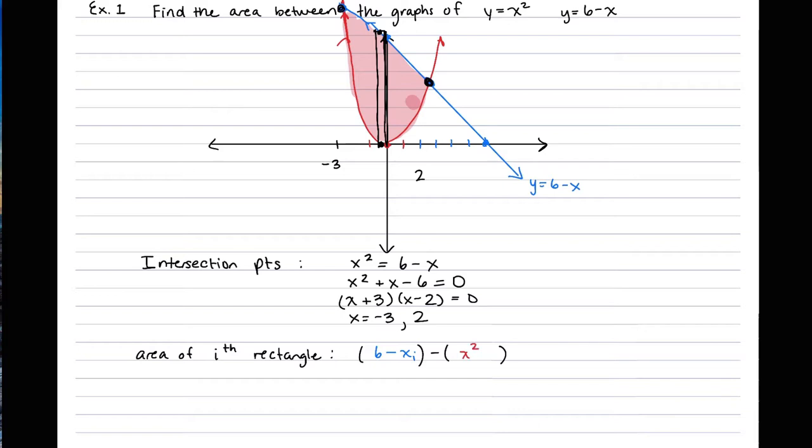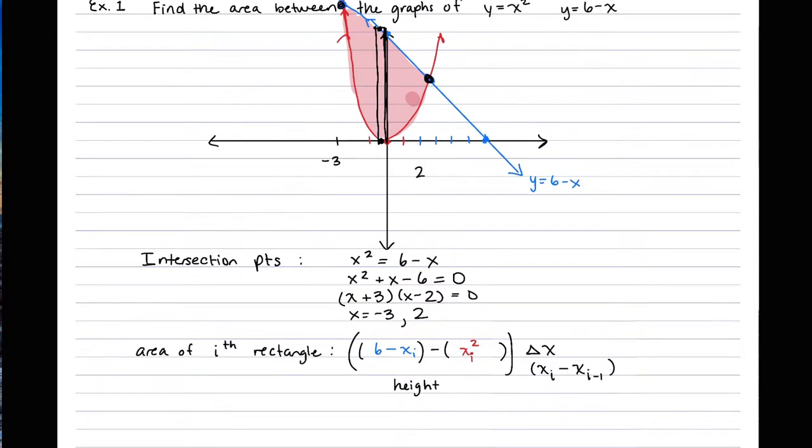This gives me the height. We're not done with the height, and remember we're using x sub i because it's one of those general rectangles. So this is the height times the width, which you can just use delta x. You don't need to use the i notation unless you really like it, in which case you could write this as x sub i minus x sub i minus 1. That would be okay. So this is the area of just one ith rectangle, and that gives us the ability to write our Riemann sum.